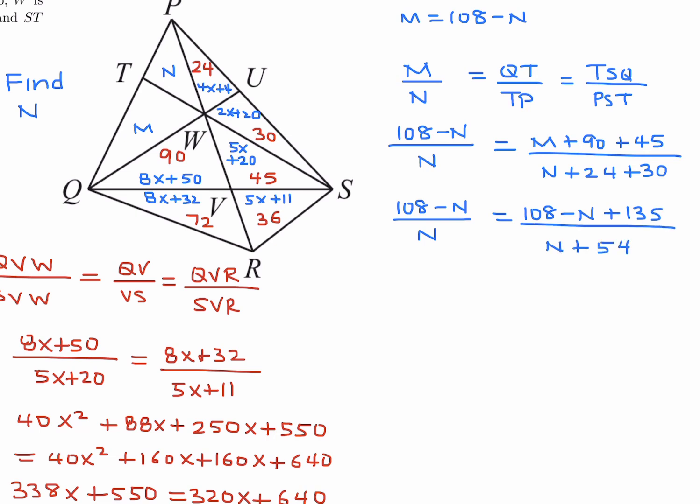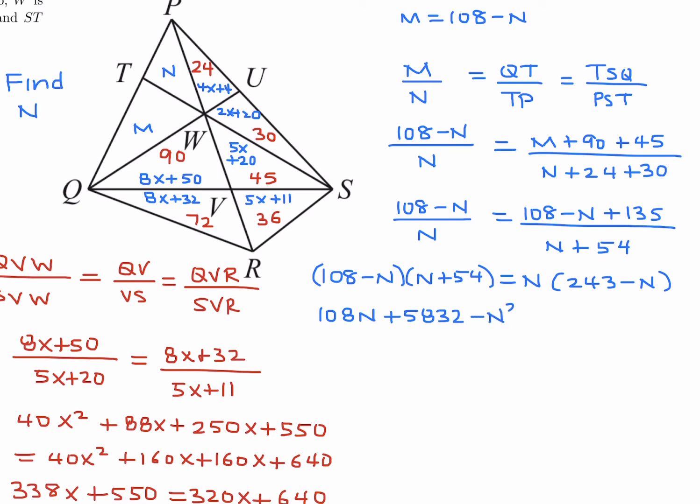All right, cross multiply now, and when I do, I get 108 minus N times N plus 54, and this is N times 243 minus N. And then this will become 108N plus 5832 minus N squared minus 54N. On the other side, 243N minus N squared. The N minus N squareds cancel, so that's great. I don't have to worry about any quadratic.